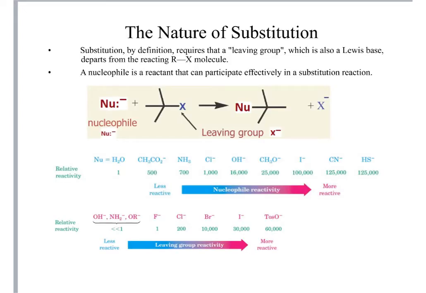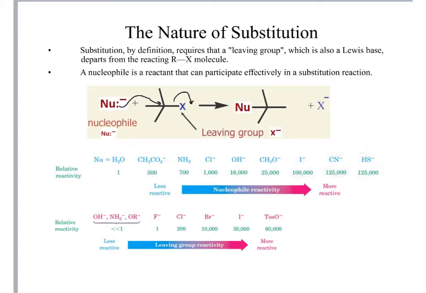Substitution follows the following pathway. In general, a nucleophile, which can be either neutral or negatively charged, will attack the electrophilic carbon. The leaving group will be expelled, giving us the substitution product. We'll study the nature of the nucleophile and the leaving group in greater detail later on. But for now, let's just take a look at some potent nucleophiles such as thiolate, cyanide ion, and iodide.